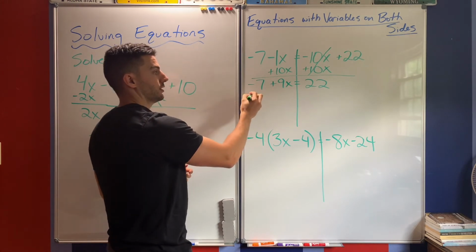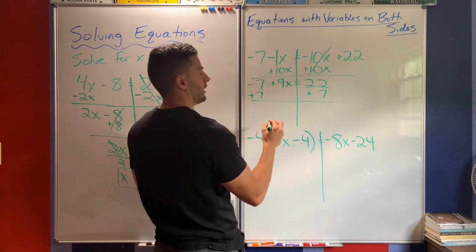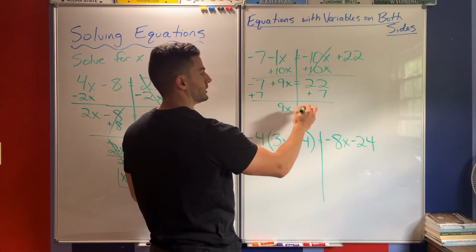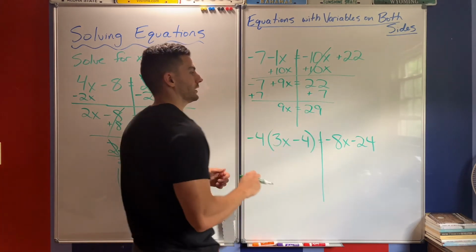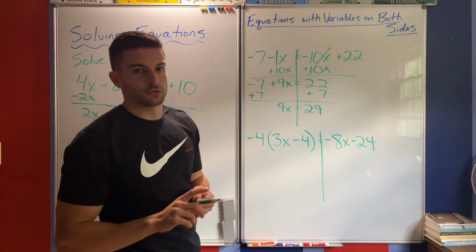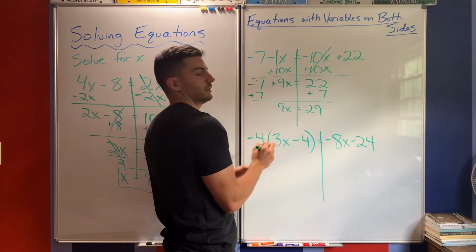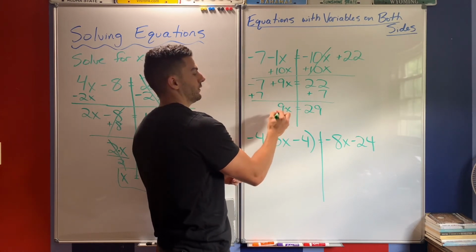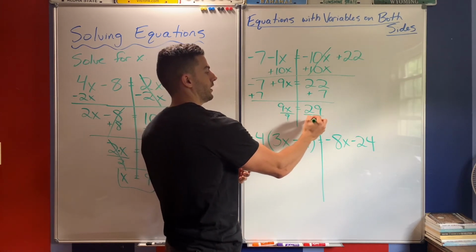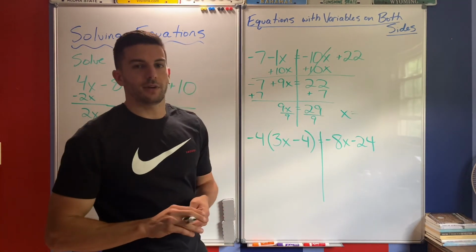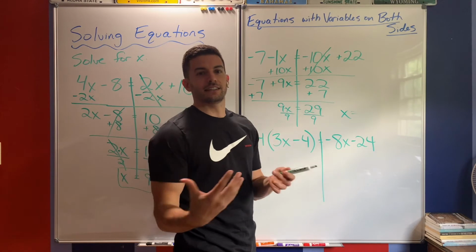So this -7, I'm going to plus 7 to both sides. And I get 9x equals 22 plus 7 is 29. Okay. And so I get 9x equals 29. And so my last step here is going to be cancel out this multiplication here with division. So divide both sides by 9. And so x is going to equal 29 divided by 9, which unfortunately is a decimal.